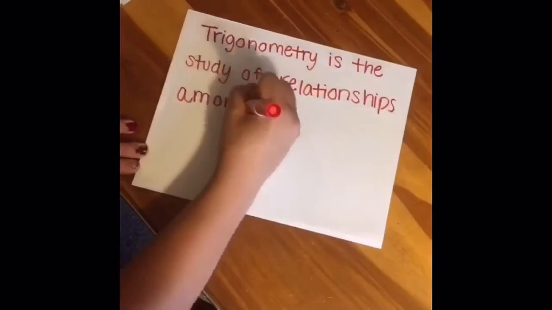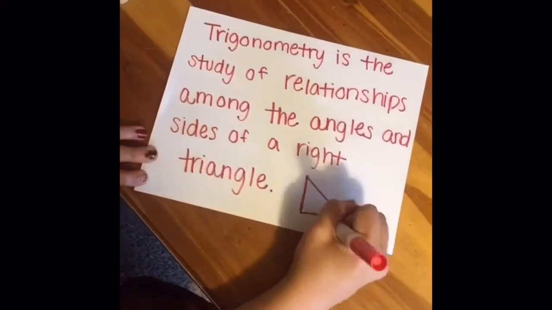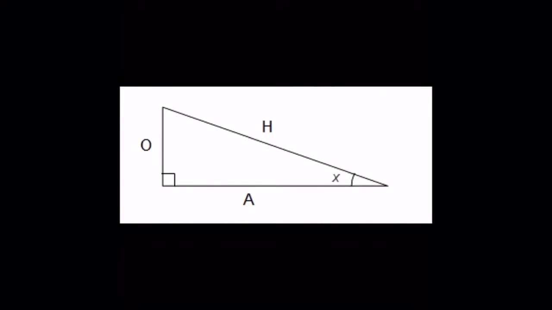Trigonometry is the study of relationships among the angles and sides of a right triangle. Sine, cosine, and tangent are ratios of a side of a right triangle. Sine is opposite over hypotenuse, cosine is adjacent over hypotenuse, and tangent is opposite over adjacent.